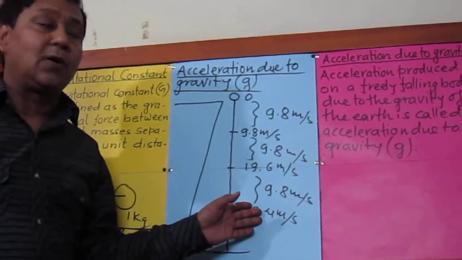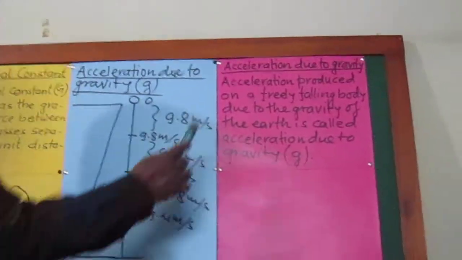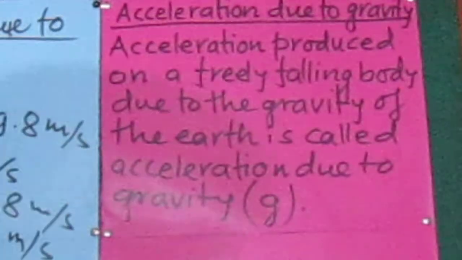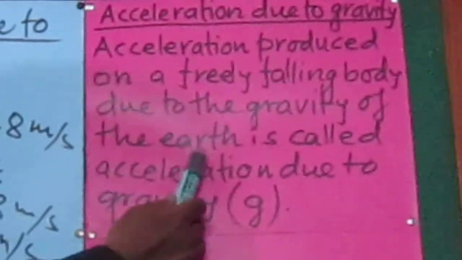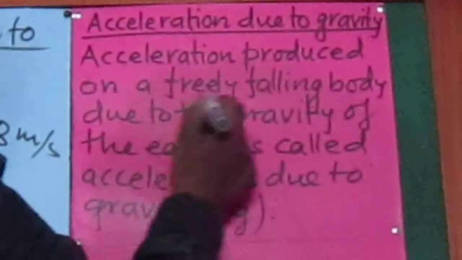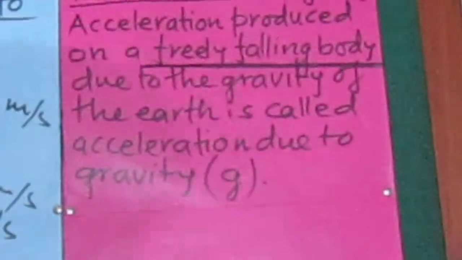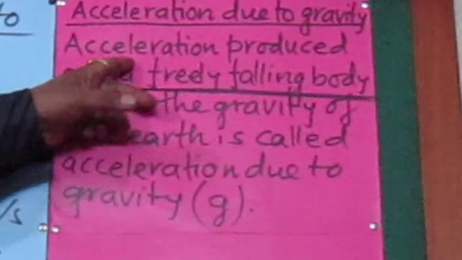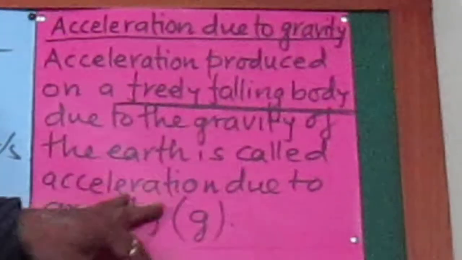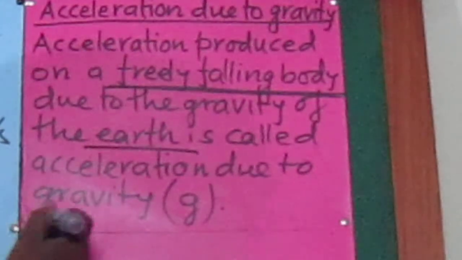This acceleration is called acceleration due to gravity, which can be defined like this. Acceleration produced on a freely falling body due to the gravity of the earth is called acceleration due to gravity. Now look at this, freely falling body. Don't forget to mention this: acceleration produced on a freely falling body, but this is because of what? Because of the Earth's gravity.